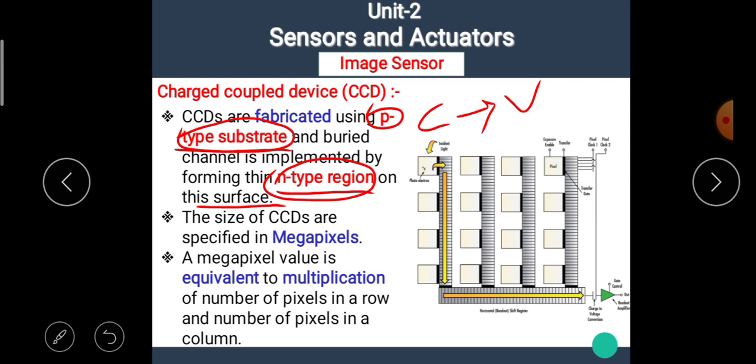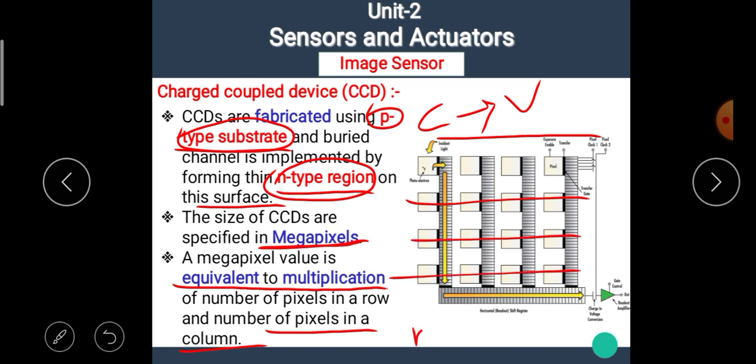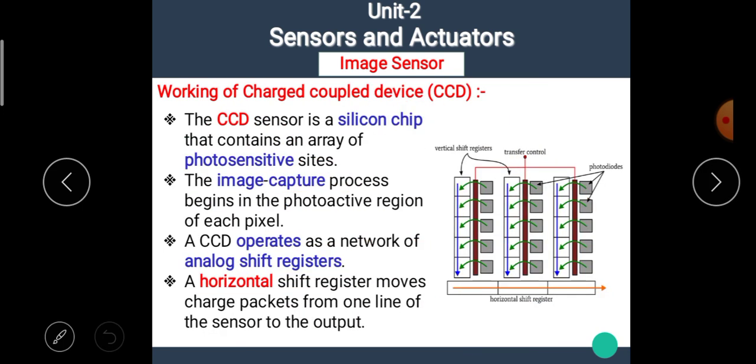The size of CCDs is specified in megapixels. A megapixel value is equivalent to the multiplication of the number of pixels in a row and the number of pixels in a column. That means suppose there are m pixels in a row and n pixels in a column, then the megapixel value is given by m into n. I hope you all understand the things here.